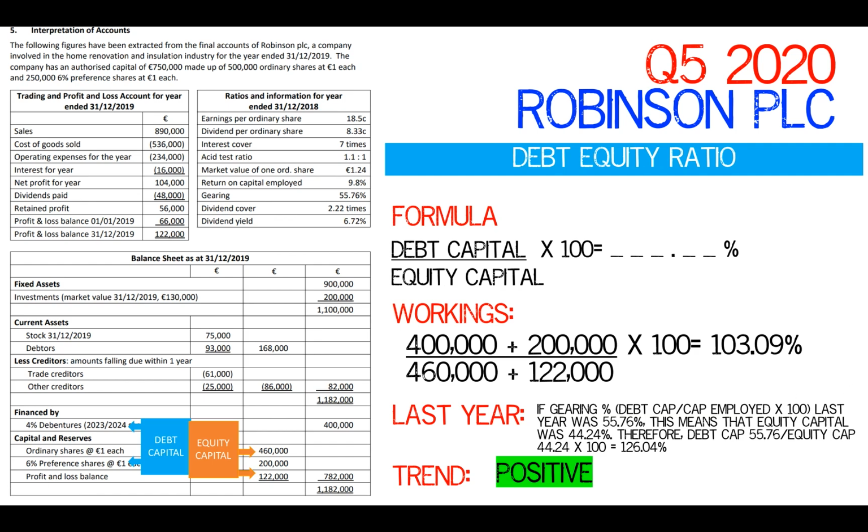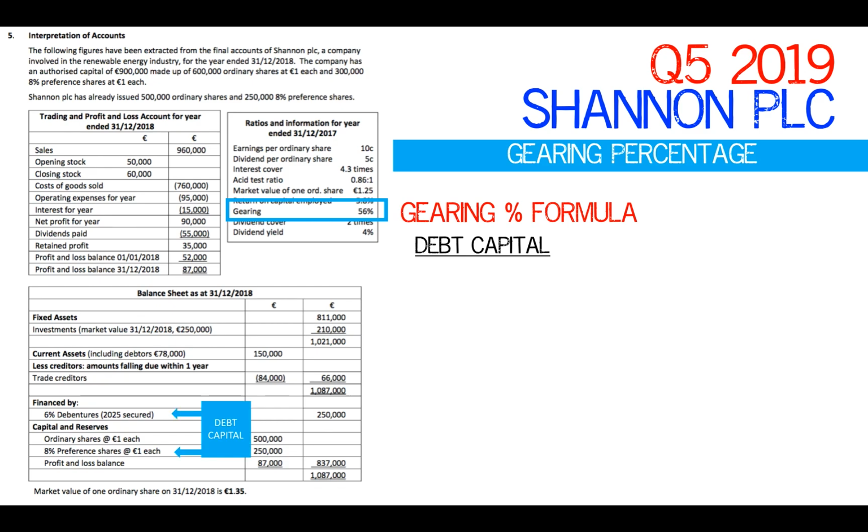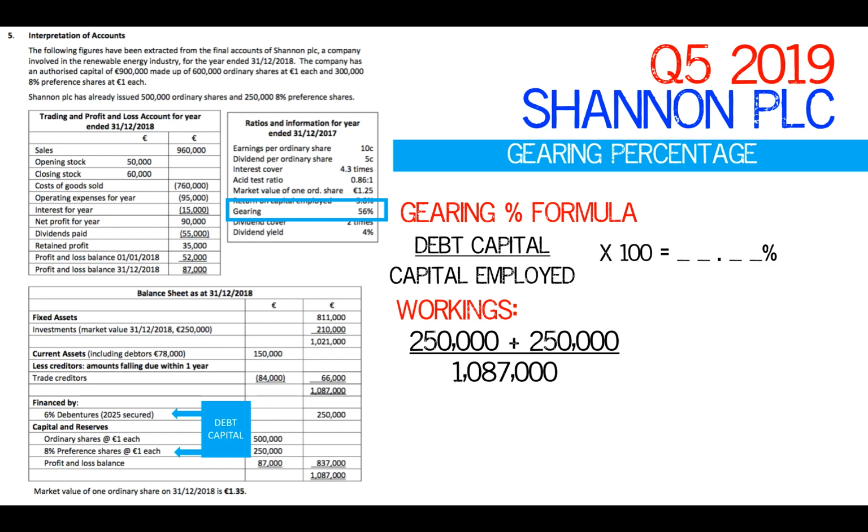So that is that. Now, 2019 then, Shannon PLC. So gearing percentage. So formula is debt capital, okay? So your debentures and your preference shares over capital employed, which is all of the money that has been employed in the business. So all the money that's been pumped in, 1087, multiplied by 100, and that will be in a percentage. So 250 plus 250 over the total capital employed, which is 1087, multiply that by 100, and that is 46%. So that means that the business is lowly geared. They have less debt capital than equity capital.